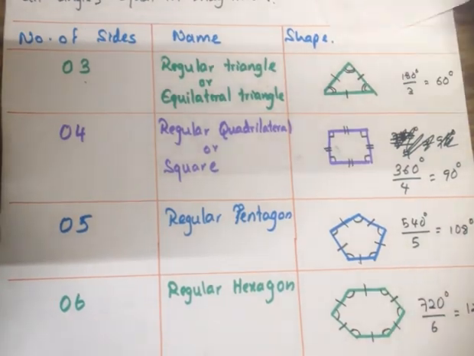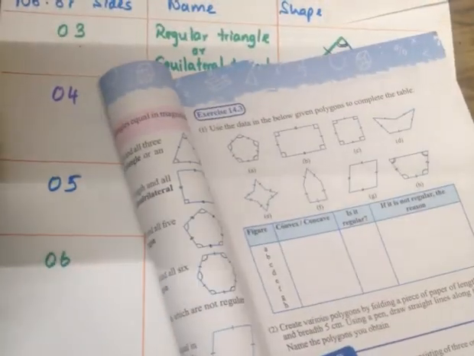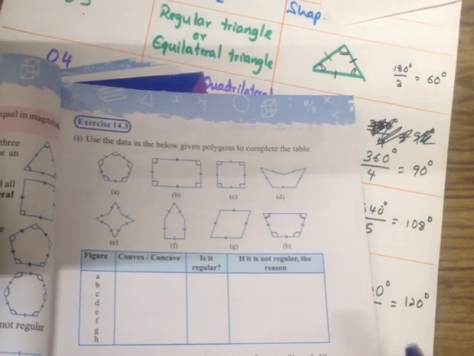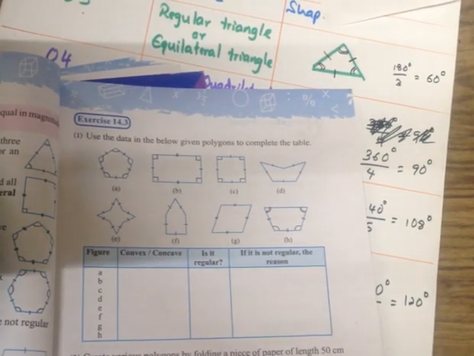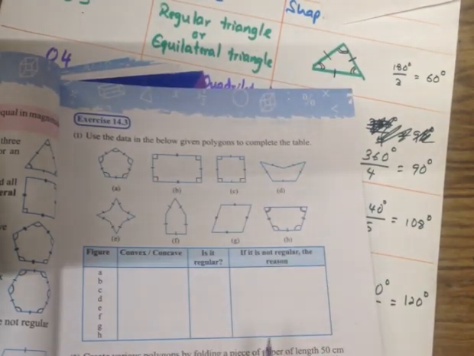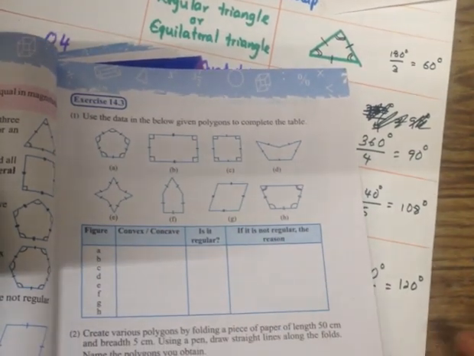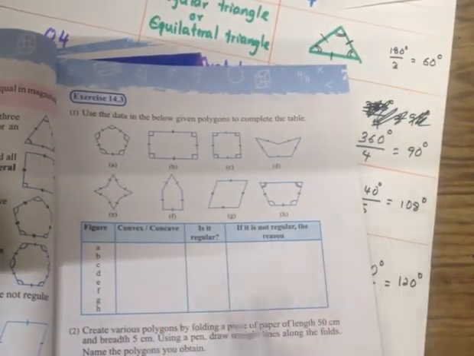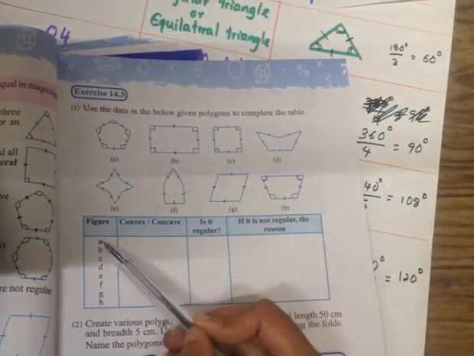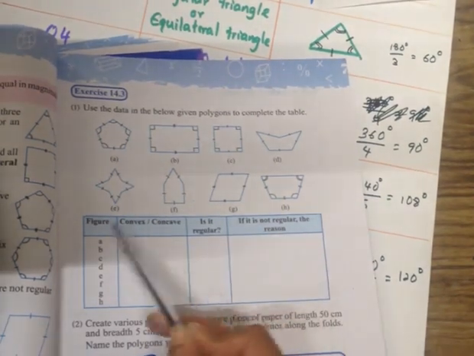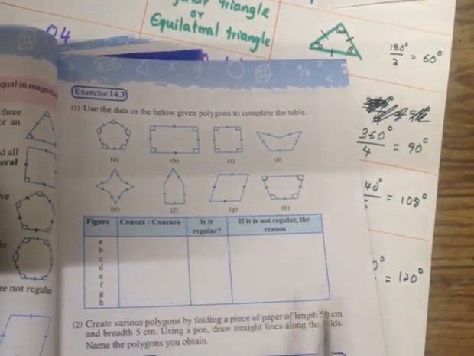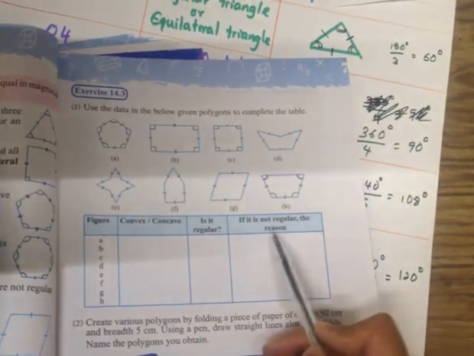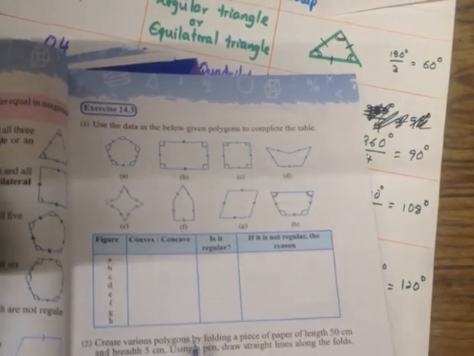Okay. There is an exercise in your textbook. I will try to explain it. I think you guys can see this. Use the data in the polygons given below to complete the table. Okay, now take figure A. We have to name whether it is convex or concave. Is it regular or not? If it is not regular, what's the reason? Okay, let's look at this figure A.